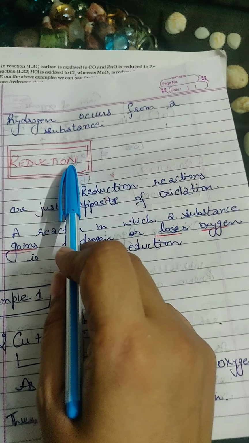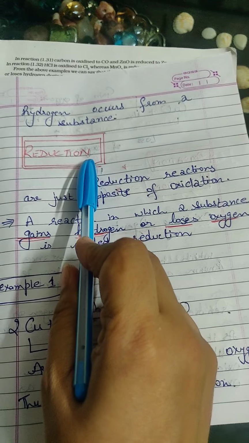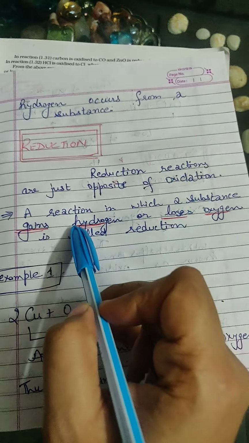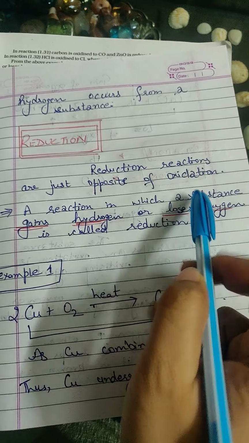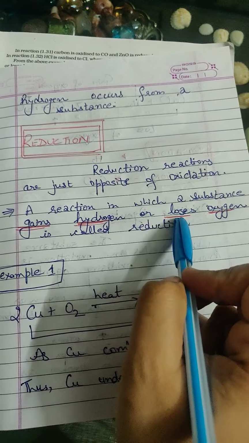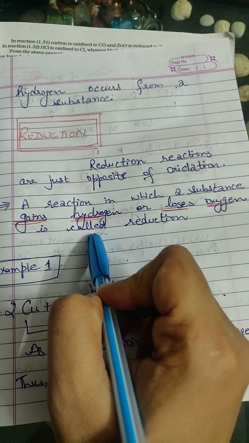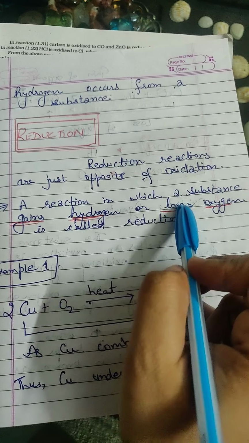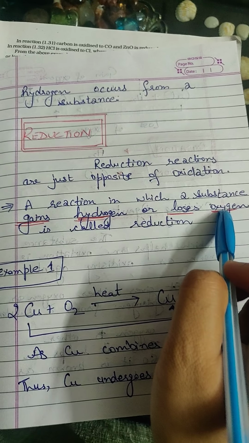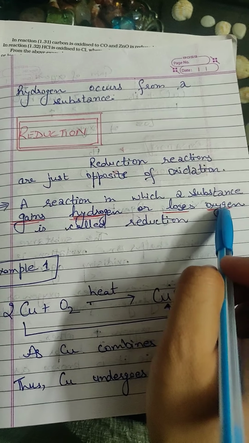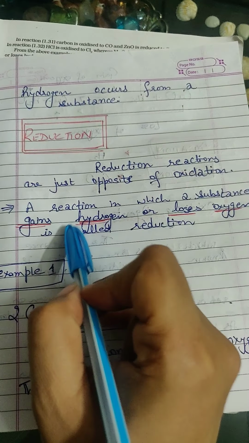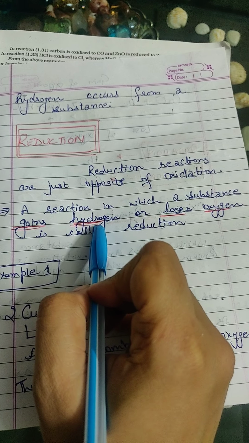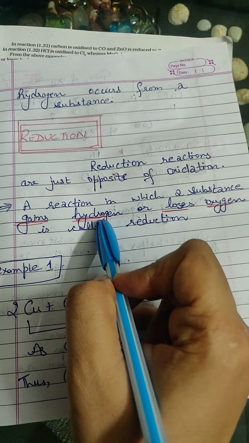Now let's start with reduction. Reduction is just the opposite of oxidation. Reduction reactions are opposite of oxidation. It is a reaction in which a substance gains hydrogen or loses oxygen. So it is exactly opposite of oxidation, because in oxidation oxygen is added, whereas in reduction oxygen is removed. In reduction hydrogen is added and in oxidation hydrogen is removed. So they are just opposite of each other.